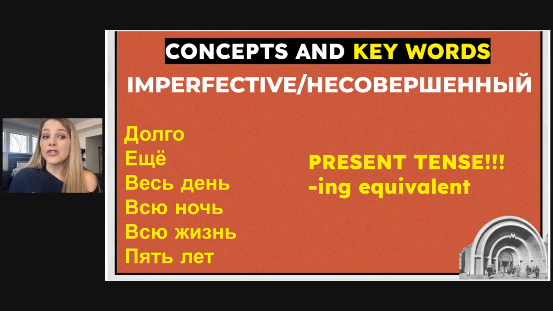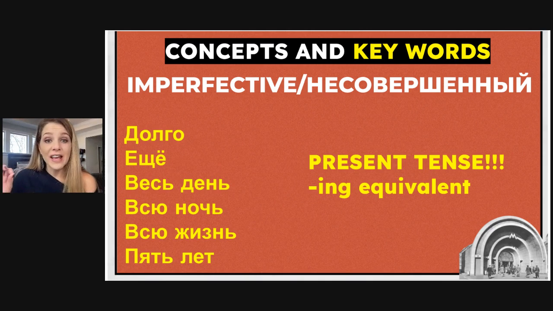So some keywords that would show that are words like долго, for a long time. Еще, still, they're still doing something. Весь день, all day. Всю ночь, all night. Всю жизнь, my whole life. Any phrase that talks about how long you have been doing something. Notice there's no preposition. You just go straight into 5 лет. 5 лет. You have been doing something for 5 years.